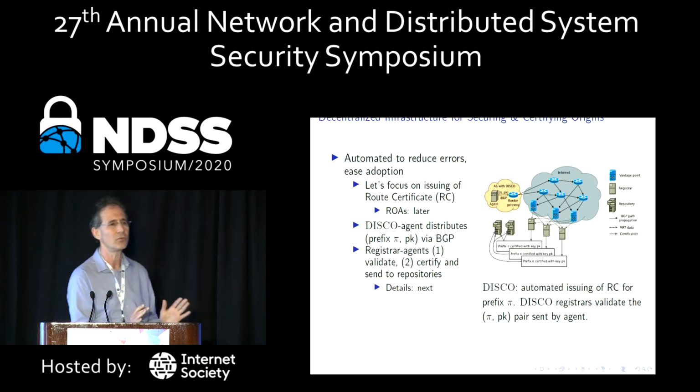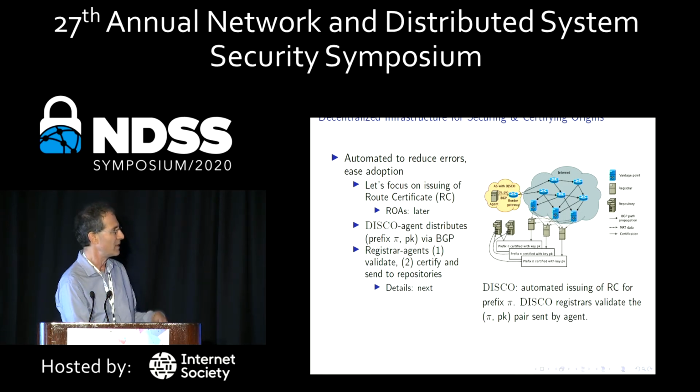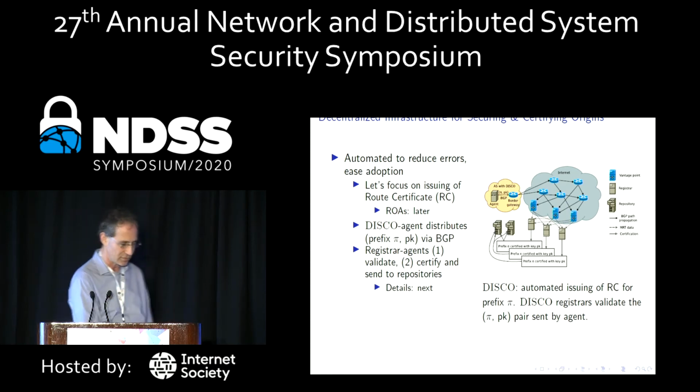in this secure way. And then they are put in a repository, which is actually similar to the regular RPKI. Everybody can download them, okay? So we have these two phases here. The register agents, as you can see in this picture, validate that they got the same public key from all over. And then if everything's okay, they certify and send to the repository, some details later.